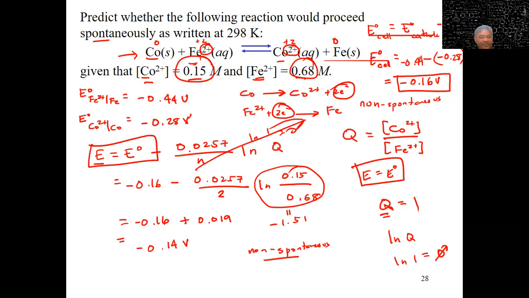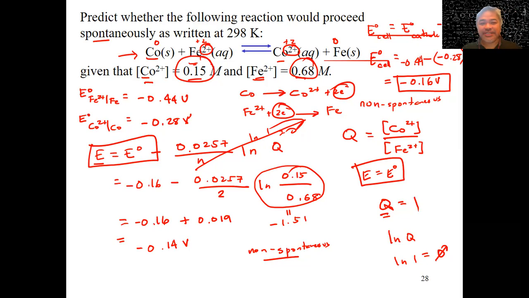So this ends the voltaic cell. Wala pa tayo doon sa electrolytic cell. So ano masasabi natin sa voltaic cell? The reaction is spontaneous. The system produces energy. The anode is where oxidation takes place. The cathode is where reduction takes place.